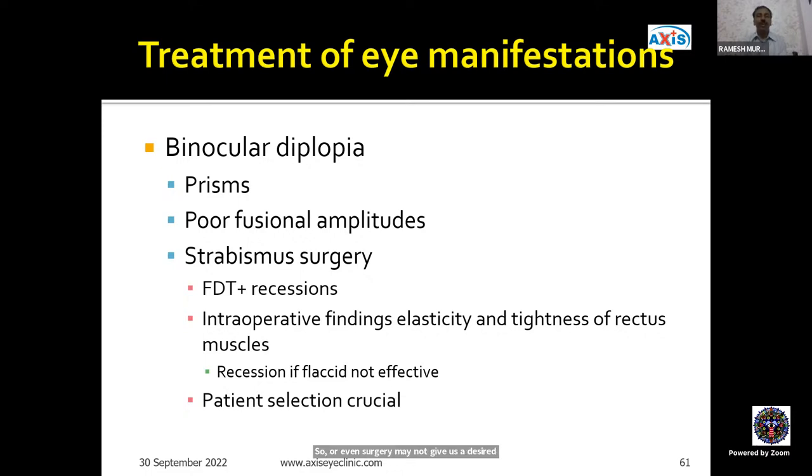So strabismus surgery, if FDT is positive, we can think of recessions. Intraoperatively, if we find that the muscle is very flaccid, then maybe recession will not work. So patient selection becomes very crucial. We are not able to completely cure the squint. We may be able to reduce the problem. So it gets treated or relieved by prisms. So if the patient is having diplopia, it is not an easy thing to treat. And again, surgery has to be done with great caution and advise the patient properly about the pros and cons.